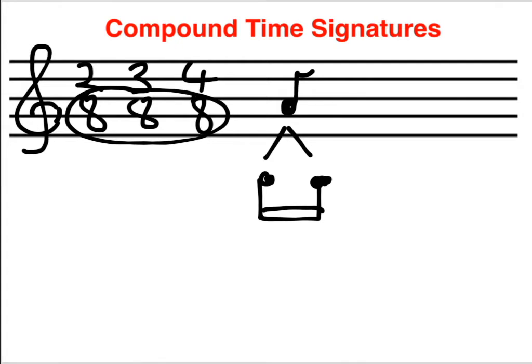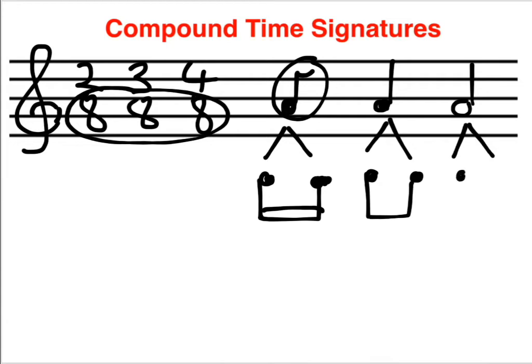So the thing that unites all simple time signatures is that no matter what beat you're using, whether it's quavers, or crotchets as in 2-4, 3-4, 4-4, or minims as in 2-2, 3-2, and 4-2, each beat can be split into two equal parts.